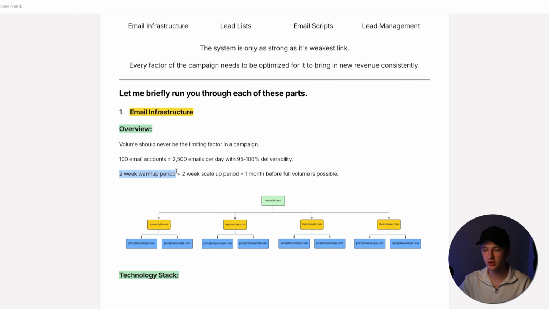The goal is to warm them up and make sure that Google, Microsoft, and all the email service providers know that this is a legit email account. Then once you start sending cold emails to real leads, they don't go into spam. So pretty simple, a 2-week scale up period. You're basically going from 5 cold emails per day per account all the way to 25 cold emails per day per account. Once you're at that rate, 1 month has basically gone by, but the next month you're able to send all 50,000 emails, considering you have 100 email accounts.